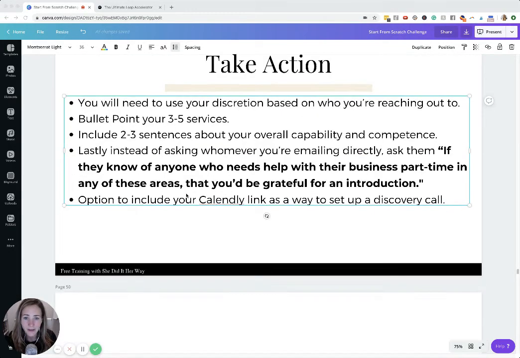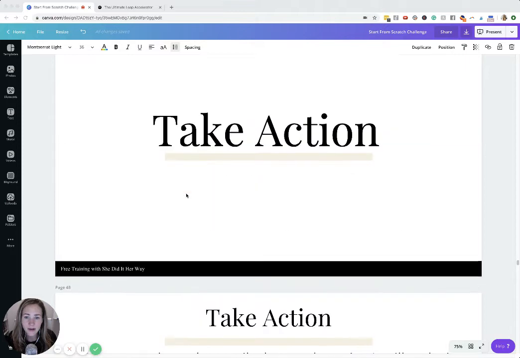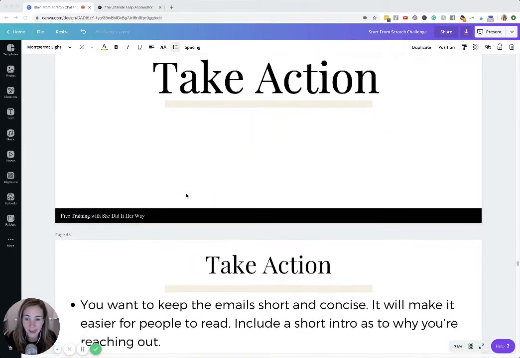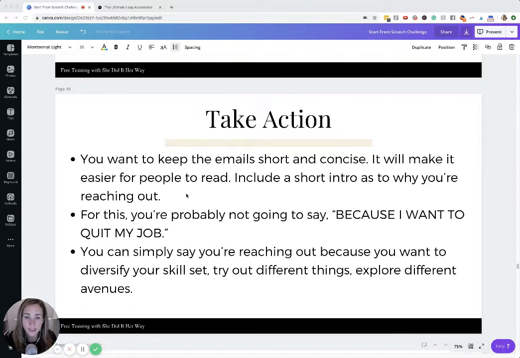Okay. So the last one is take action. This comes to your email. So make sure that you keep your email short and concise. It'll make it easier for people to read, because most people don't read emails. They actually don't even read websites. They scan websites, right? So just include a short intro as to why you're reaching out.